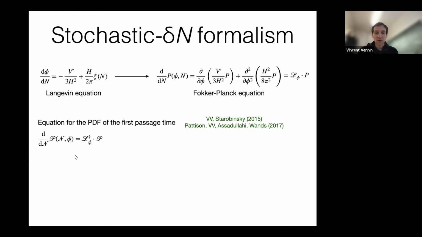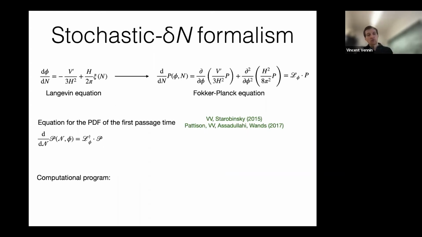And then you can show that it obeys almost the same equation as this Fokker-Planck equation. So d calligraphic P over d calligraphic N is some operator acting on P, and this operator is the adjoint of the Fokker-Planck operator, okay, which means it can be simply derived from the Fokker-Planck operator. So this is just a partial differential equation. In some cases, it even has analytical solutions, or you can try to solve it numerically. And this gives another way to reproduce the statistics of first passage times.